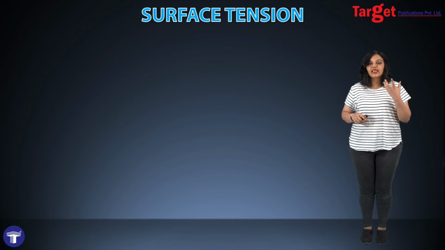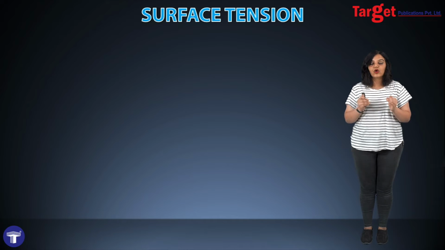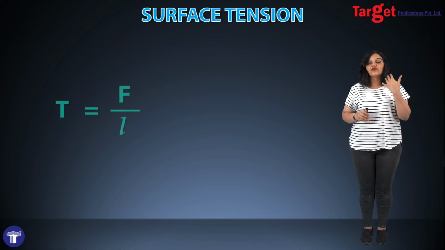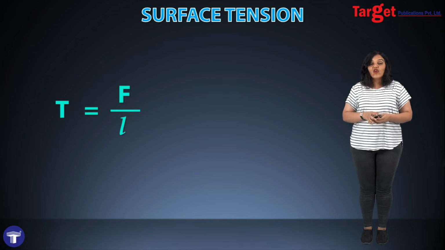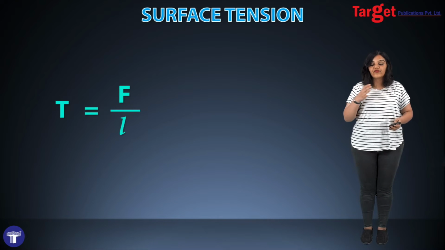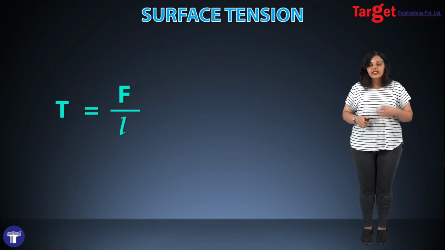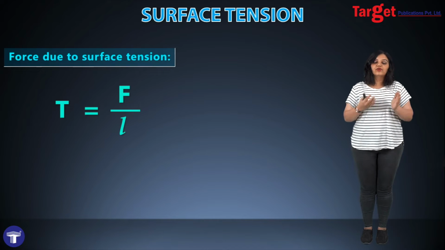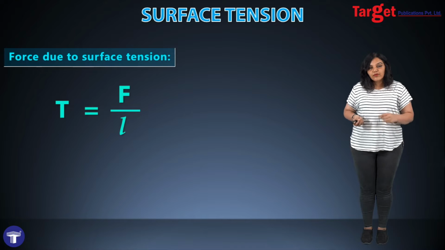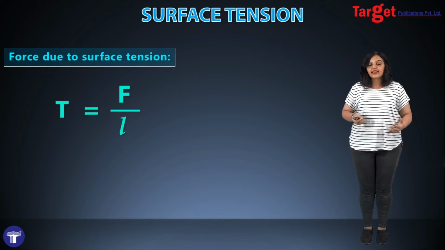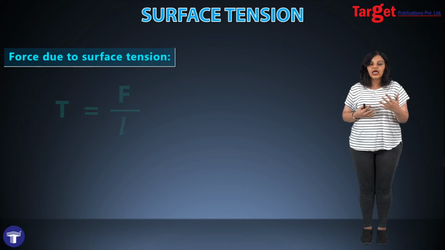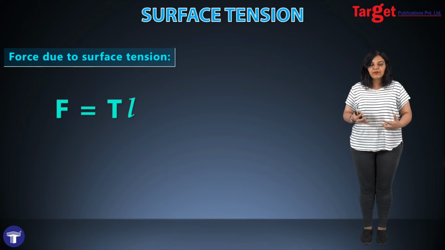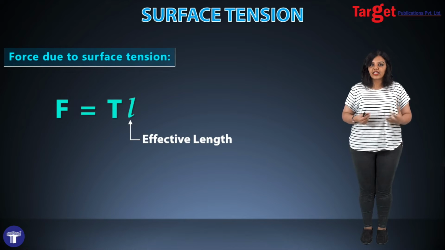So we saw that by definition, the magnitude of surface tension is the force per unit length of an imaginary line drawn on the surface of the liquid. From this itself, you can ask the question then, what is the force due to surface tension? From this formula, you will understand that the force will come out to be the product of surface tension multiplied by what is known as the effective length.